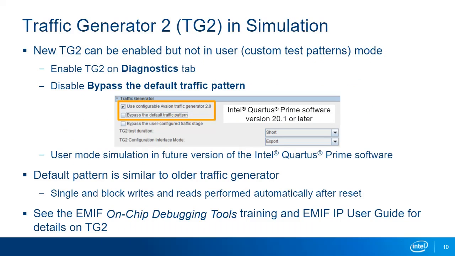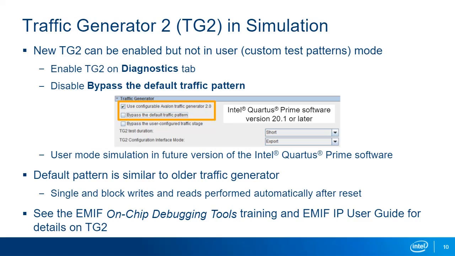When creating the synthesis or simulation example design, you can replace the default traffic generator with the new version 2.0 of the IP, referred to as TG2. This new traffic generator block provides extensive user-configured customization of the traffic patterns used to test the external memory interface. It can also generate a basic default pattern similar to the original traffic generator, with single and block writes and reads to sequential and random address locations.